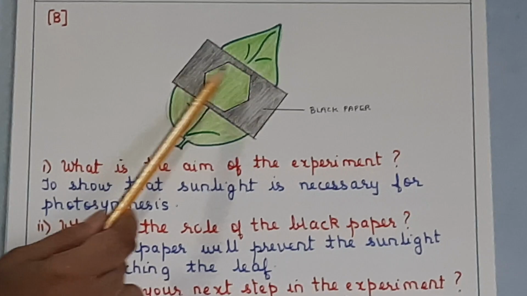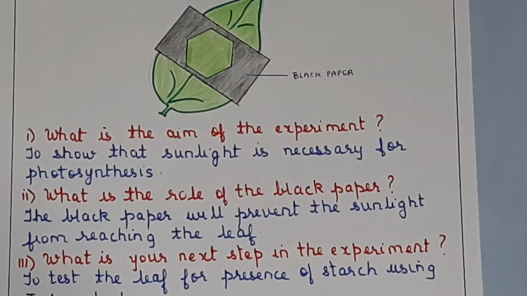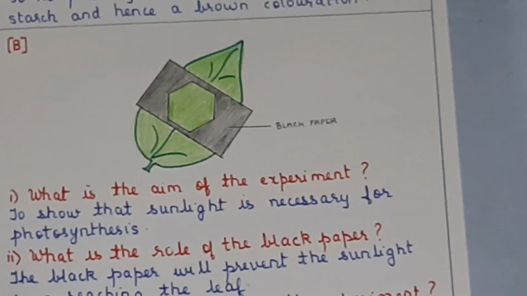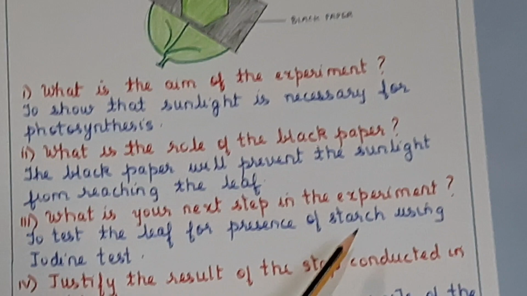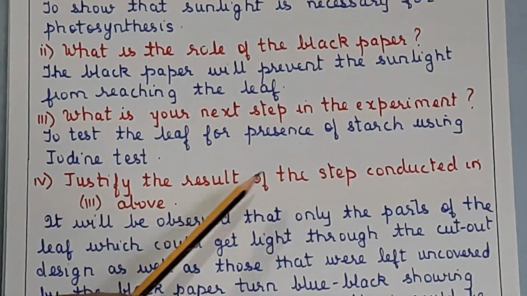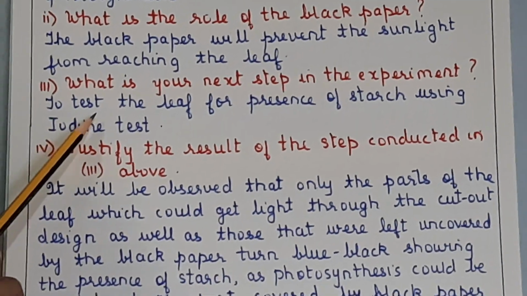Cutout design, here I have shown a hexagon. You can use any design you like. You like a star, you put a star, circle, square, anything. So the next step will be to test the leaf for the presence of starch using iodine test. Now justify the result of the step conducted in 3 above. So what will be the result of this?